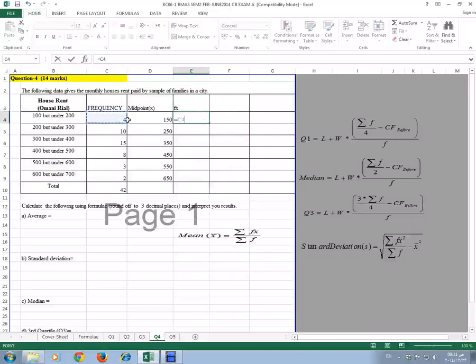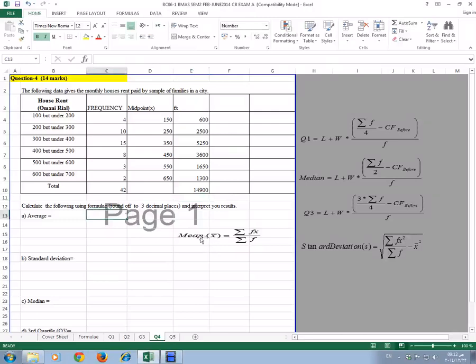So calculating fx, it is equal, f here multiplied by x, press enter. After you calculate the first one, put the cursor like that, and then move the mouse until you see there is a plus. Drag this one down, so this will calculate all the values for you. And here you need to find the total, because here there is sigma fx. That means we need the total. Press enter, and now we can calculate the mean.